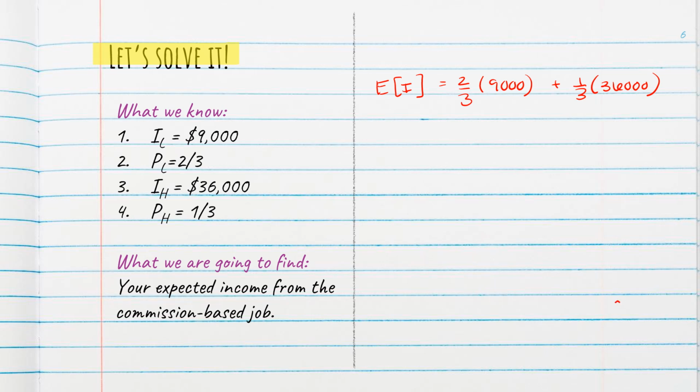Don't let all these zeros confuse you. You can see that 9,000 divided by 3 is 3,000, and 2 times 3,000 is 6,000. So we get the first part, plus 36,000 divided by 3 is 12,000. If we break it down into steps like that, it gets a little bit easier to manage. 6,000 plus 12,000 is $18,000. So your expected income in this commission-based job is $18,000.